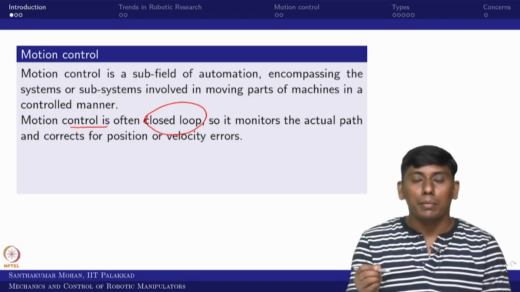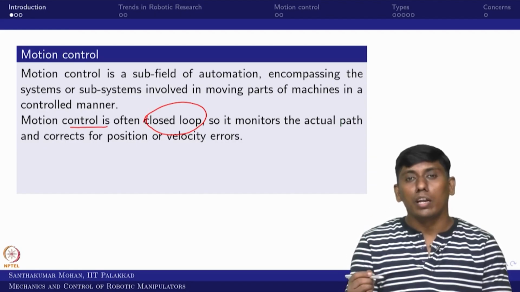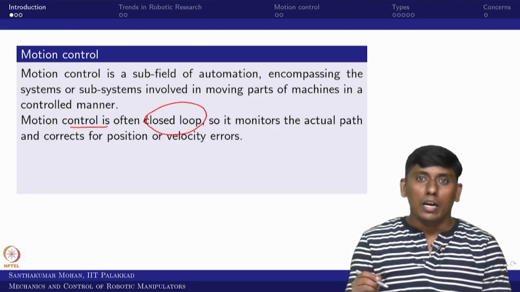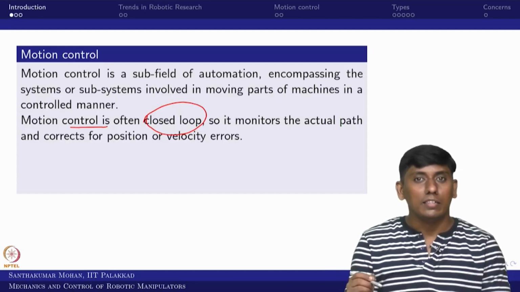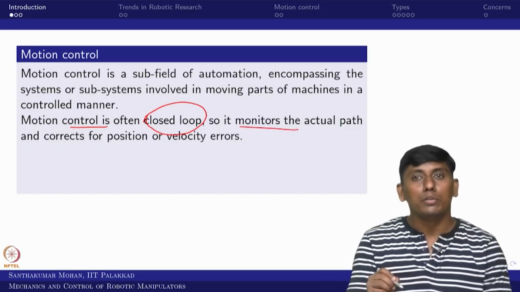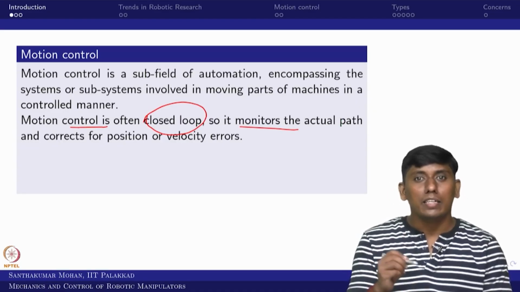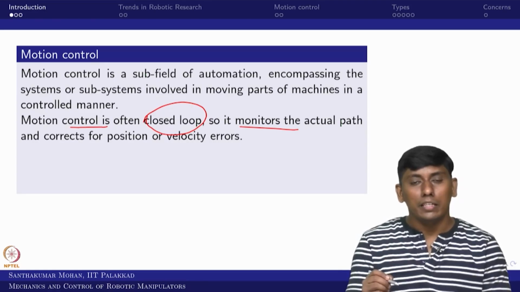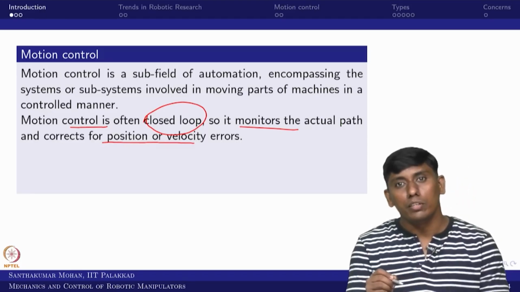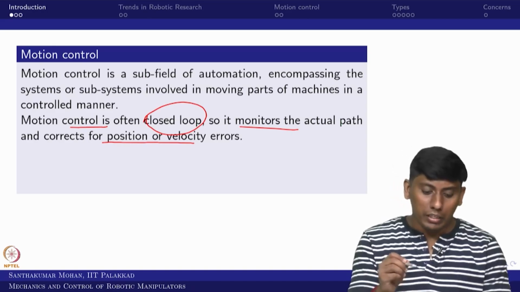However, to a certain extent, in the initial phase of robotic systems, all the systems were open loop control. In the sense, we purely relied on the model and assumed that the initial conditions are the same. In closed loop, we monitor the actual path of the end effector or the joint motion and correct it according to the desired one. We correct position and velocity, and accordingly we correct the torque or force.